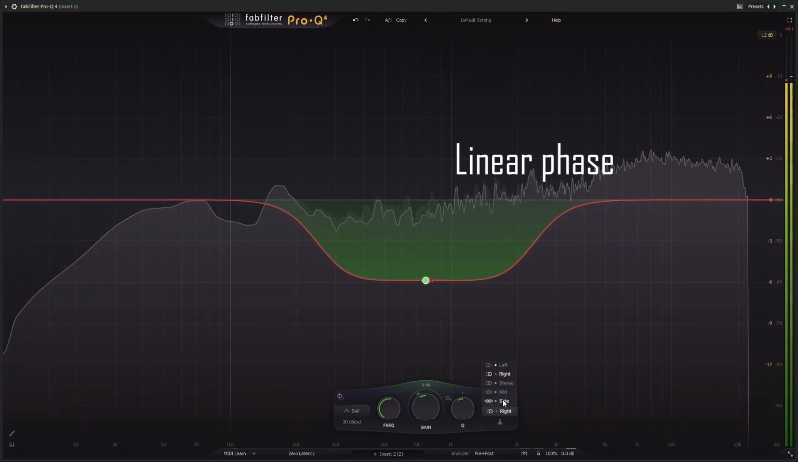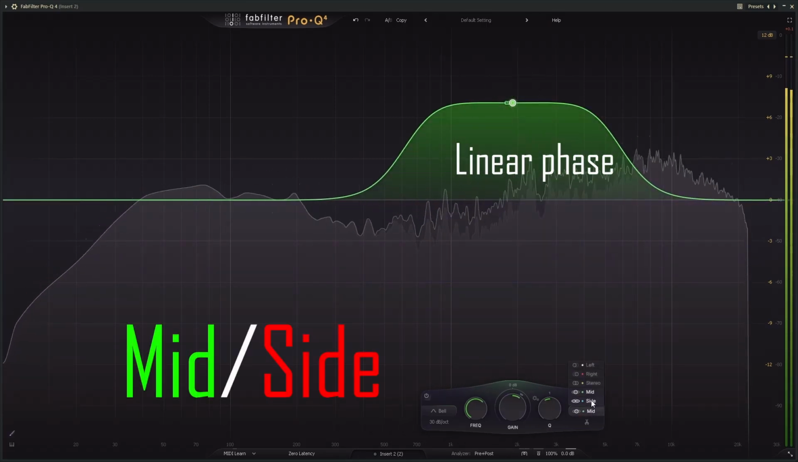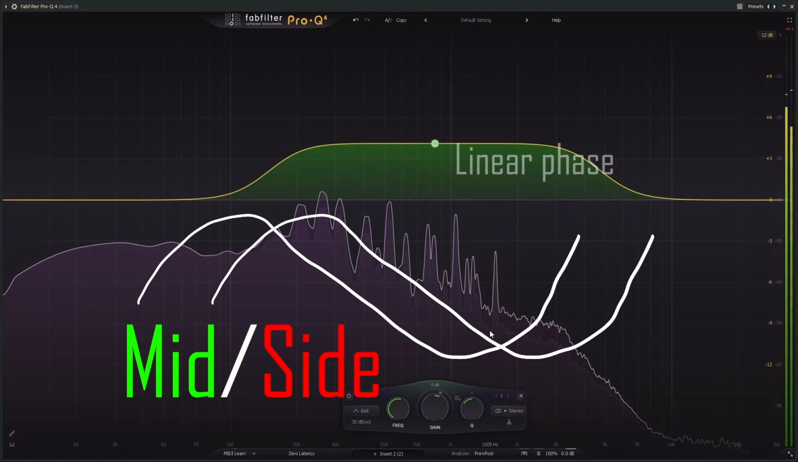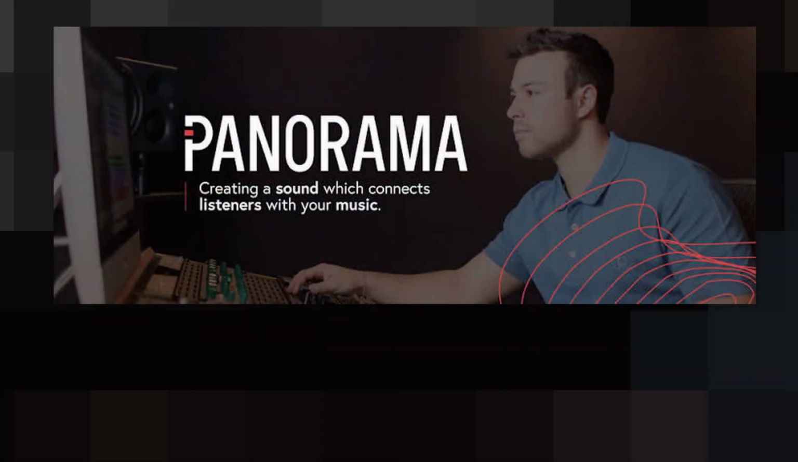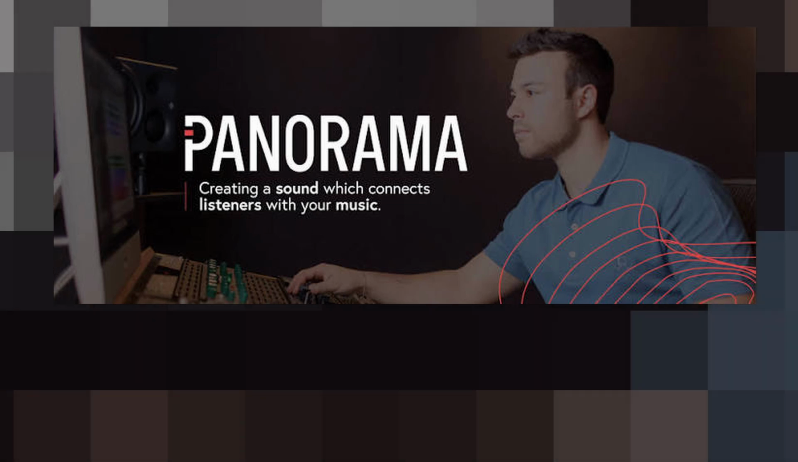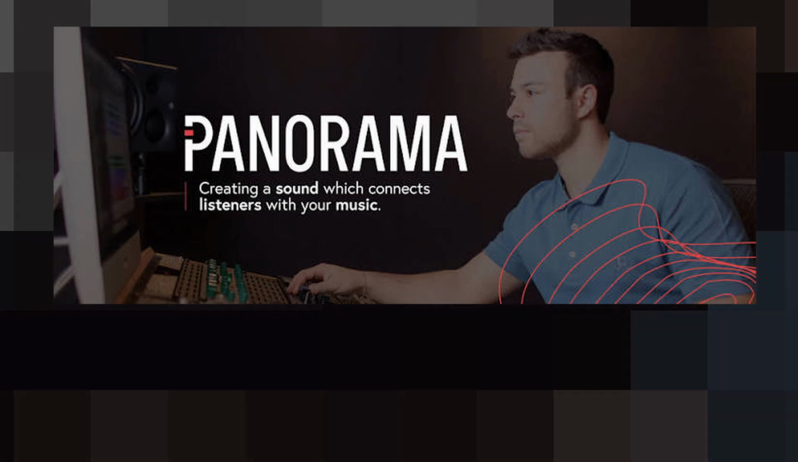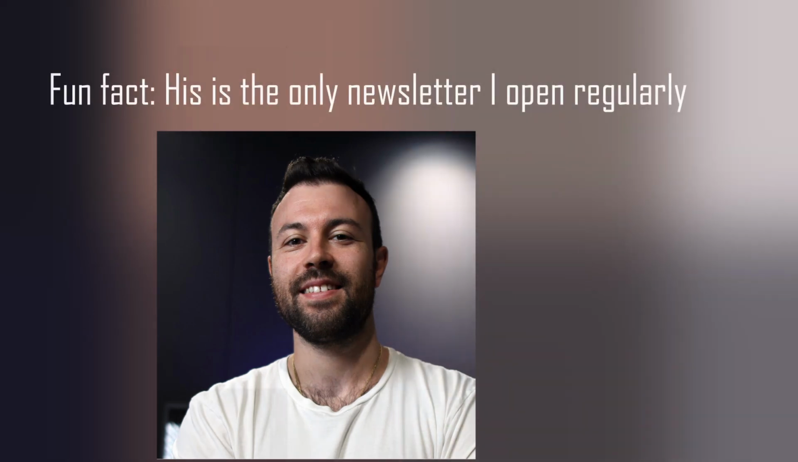Linear phase EQs are great for mid-side EQing, where the phase coherence of the input and output is vital. Shout out to Panorama Mixing and Mastering, where I first heard of this use case. Nicolas Di Lorenzo is an awesome engineer who really delves deep into the intricacies of engineering. So if you can, check his content out.